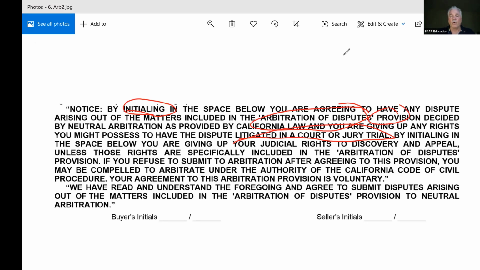Now, folks, I'm going to tell you something. I like going to court. I get a lot of money for going there. It may not be a good place for us, okay? As real estate agents, nothing ever good comes from there. And by the time we get to that point, usually the money's gone anyway, right? But it happens, okay? So you're giving up your right to have it disputed in a court or a jury trial.